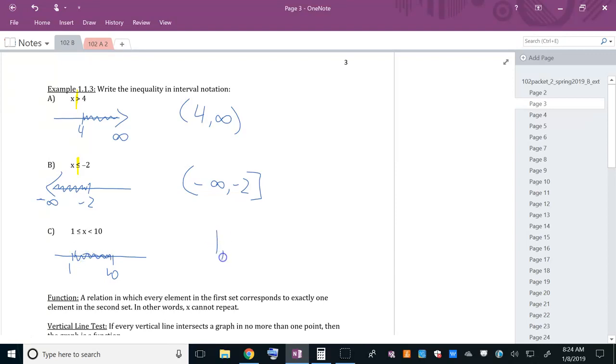So my interval is 1, comma 10. I'd like to include the 1, so I've got a bracket, but I don't want to include the 10, so I'll put a parenthesis there. That does give me mixed notation, but my problem had mixed notation to begin with, so that's okay.